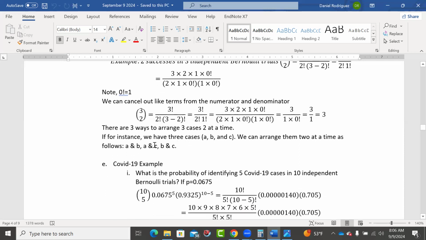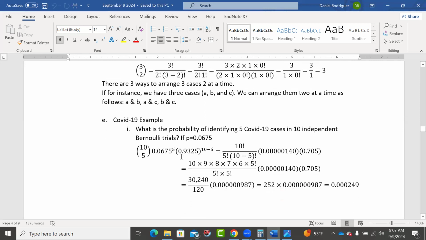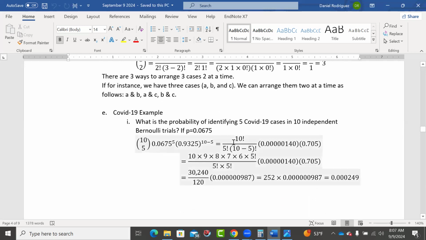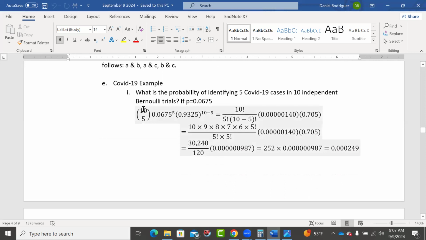So here's an example of how that would work out. If we have 3 cases, A, B, and C, we can arrange them 2 at a time as A and B, A and C, and B and C, right? So there's 3 different ways to look at these 2 outcomes. So let's go to our example here. What's the probability of identifying 5 COVID-19 cases in 10 independent Bernoulli trials if our probability is 0.0675? So it would be 10 choose 5, right?